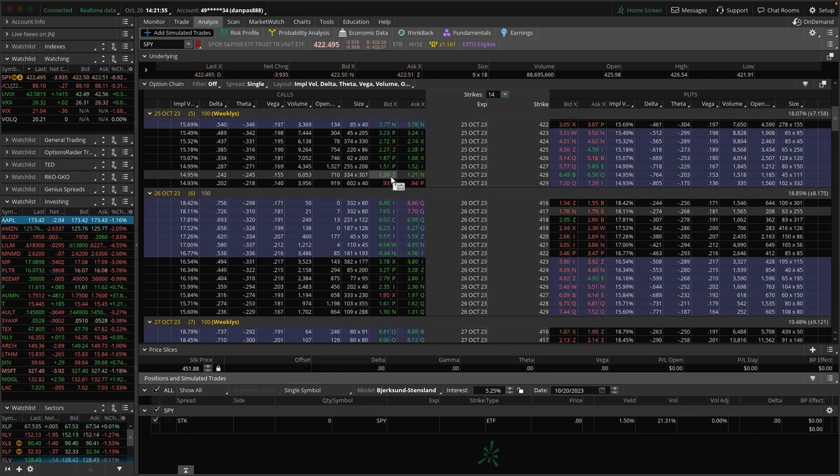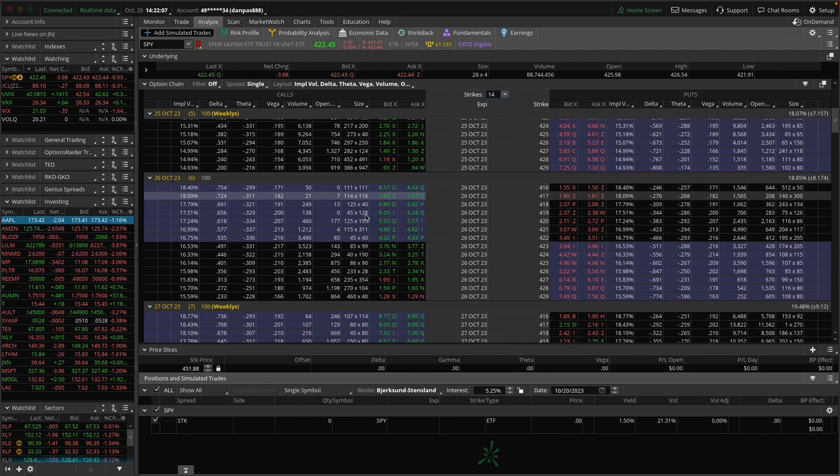And basically all we do is we buy a debit call spread. We buy the 428 calls and at the same time, as part of one trade, sell the 429 calls. That's called rolling up.